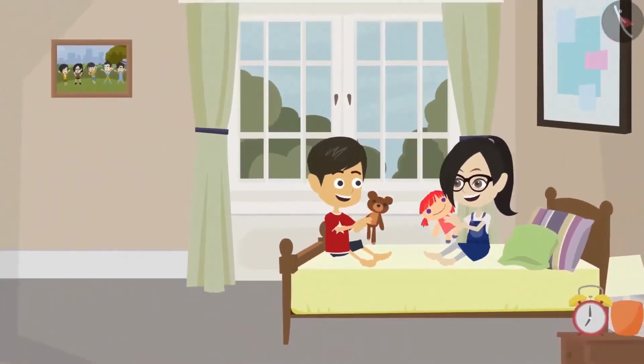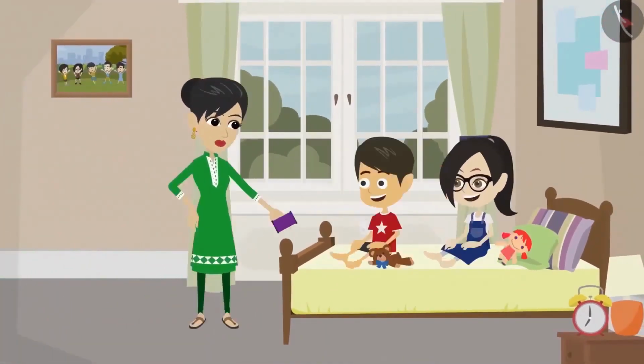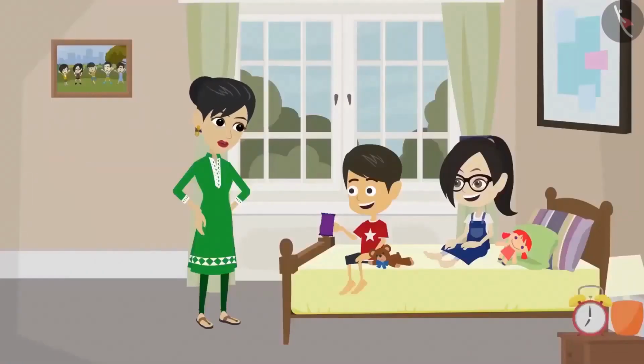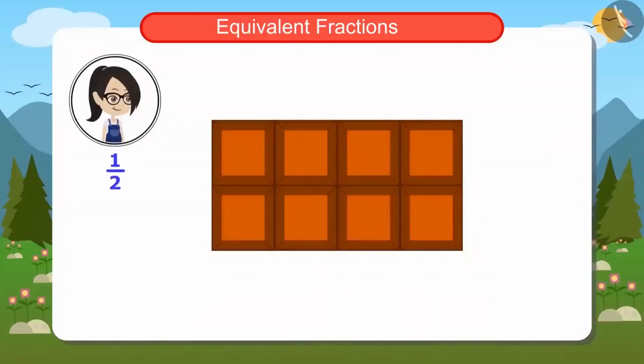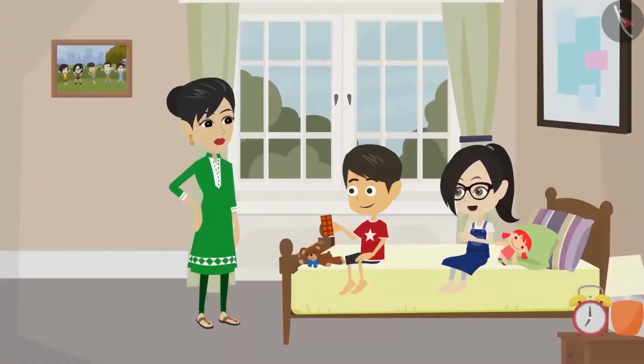Reyansh and Vandana are playing at Vandana's house today. Mummy brought a chocolate for both of them. I brought a chocolate for both of you. You both should share and eat it. Vandana, you should eat 1/2 portion of it, and Reyansh, you eat 2/4 of it. And then give me the chocolate that is left.